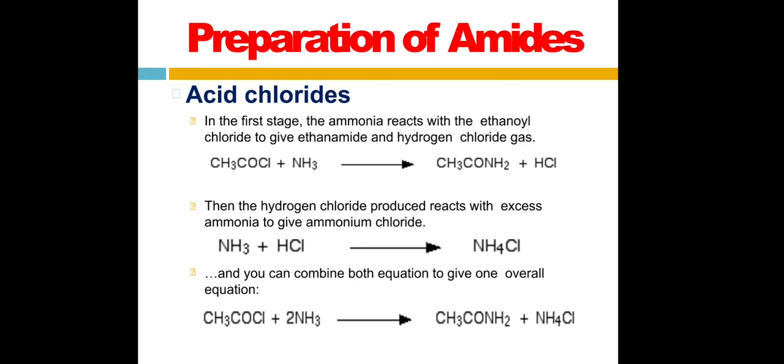Acid chlorides. In the first stage, ammonia reacts with ethanoyl chloride to give ethanamide and hydrogen chloride gas. Then the hydrogen chloride reacts with excess ammonia to give ammonium chloride. And you can combine both to give one overall equation.